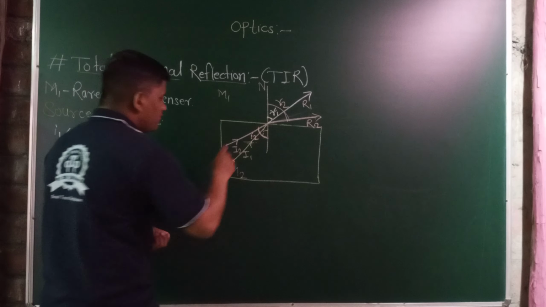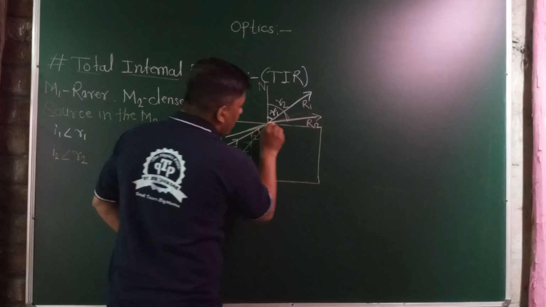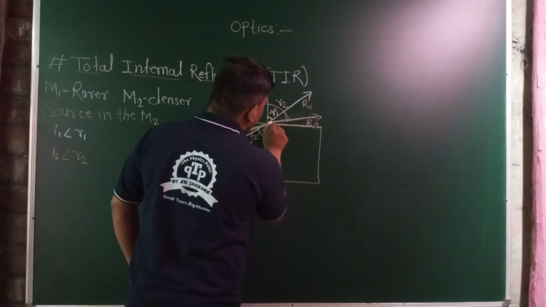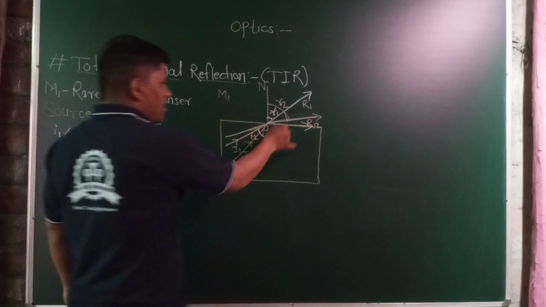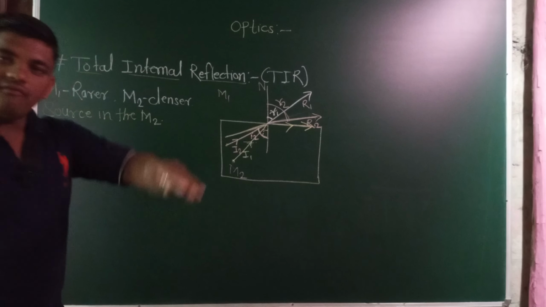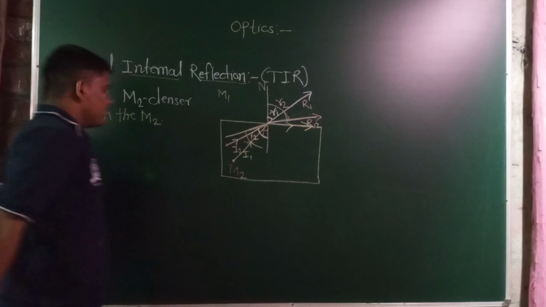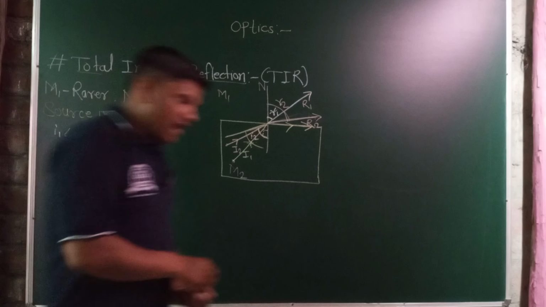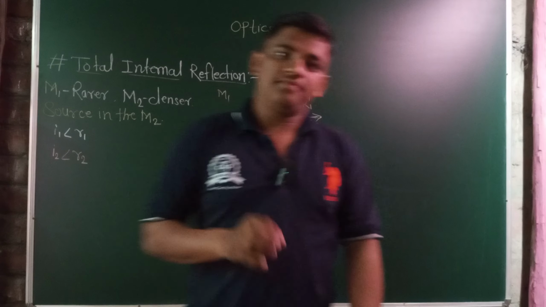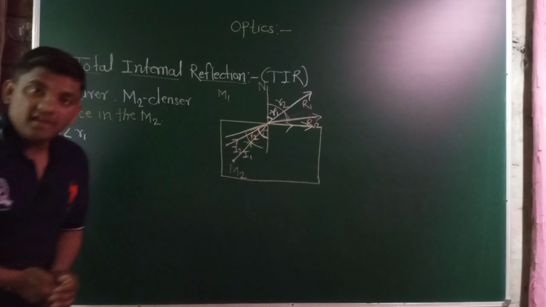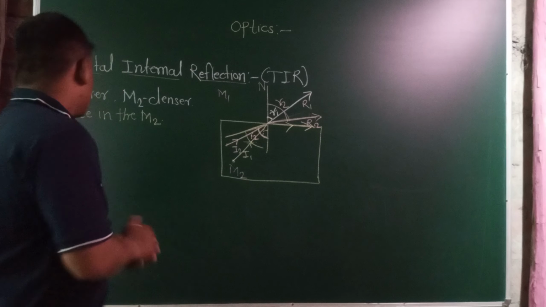Then in the third condition, we again increase the incident angle. This is the i3, and the refracted ray is perpendicular to the normal, coincident with the surface or boundary of the medium. This is known as i3, and the particular incident angle which makes the refracted angle 90 degrees, perpendicular to the normal, is known as the critical angle.